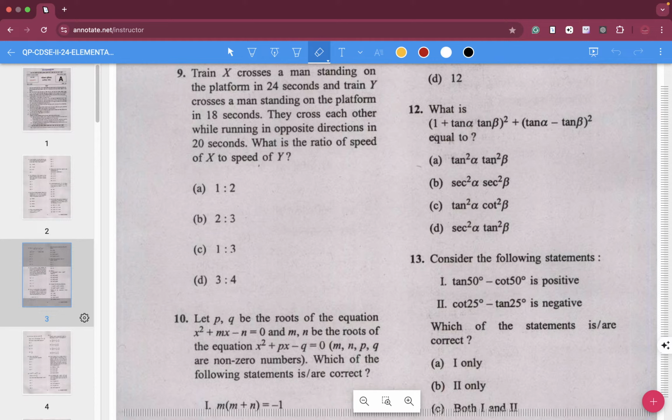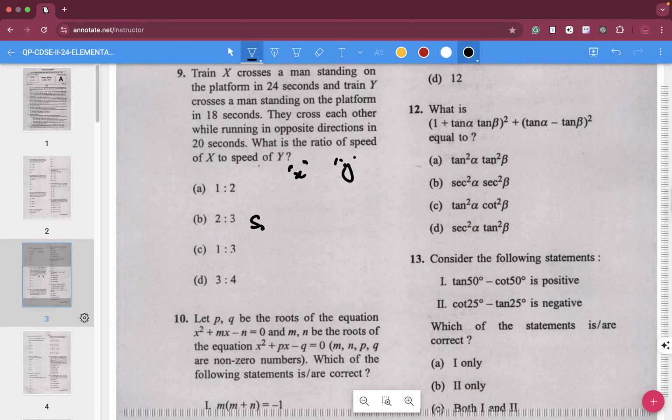Train X crosses a man standing on a platform in 24 seconds. I am saying the length of the train as X, and the other train as Y. Train Y crosses the man standing on the platform in 18 seconds. They cross each other while running in opposite directions in 20 seconds.